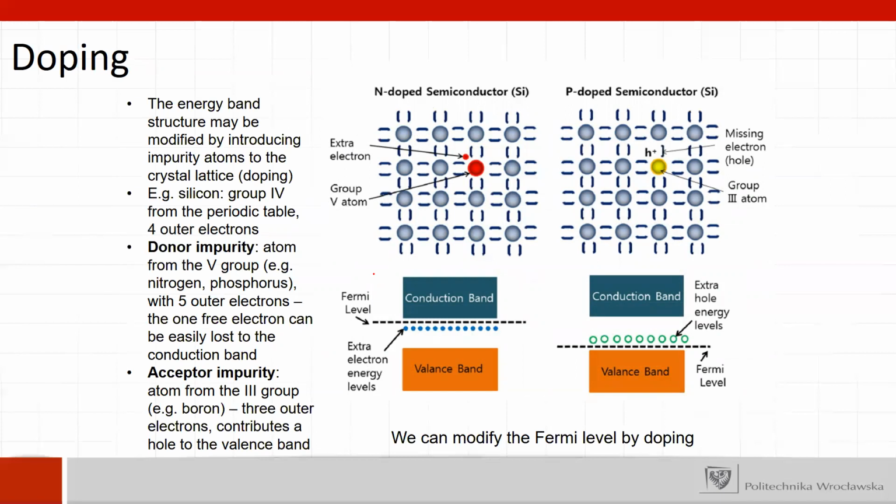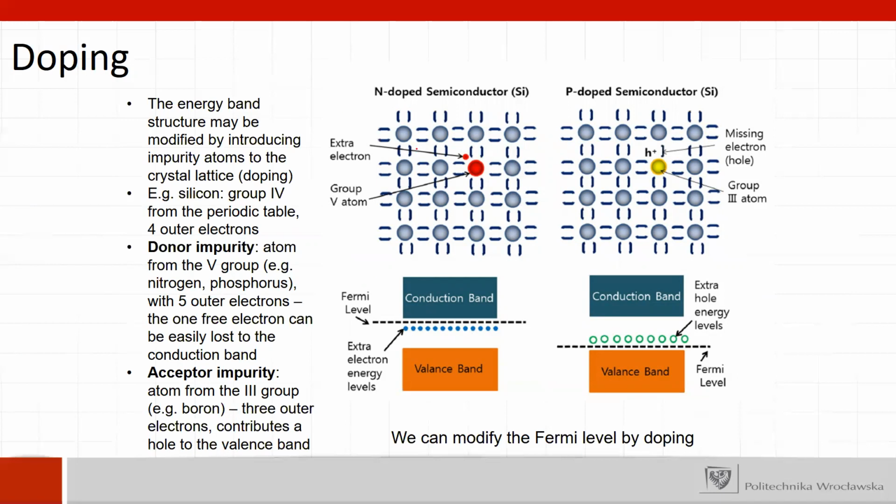And what is important in semiconductors is that we can dope them, right? By doping, we can modify the Fermi level. We can modify the parameters. So by introducing a donor impurity, let's say we now consider silicon, we can change the energy band structure by adding these impurities, which are just dopants.